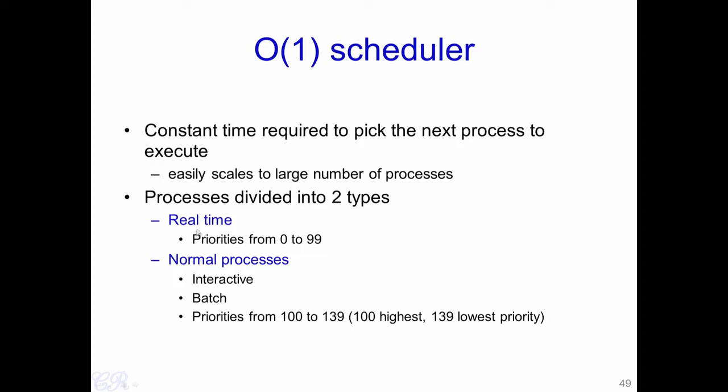So, the real-time processes are given priorities from 0 to 99, with 0 being the highest priority and 99 being the least priority of a real-time task. Now, normal processes on the other hand are given priorities between 100 to 139. So, 100 is the highest priority that a normal process could have, while 139 is the lowest priority that any process could have. And as we have seen before, the normal processes could be either interactive or batch. We will see later how the scheduler distinguishes between the interactive and batch processes.